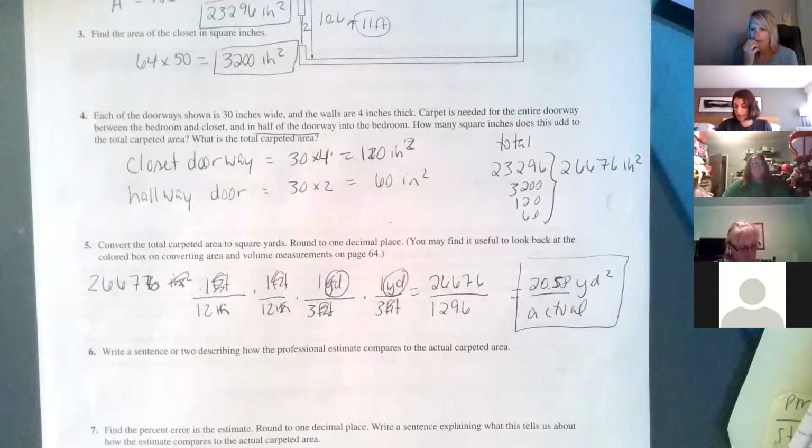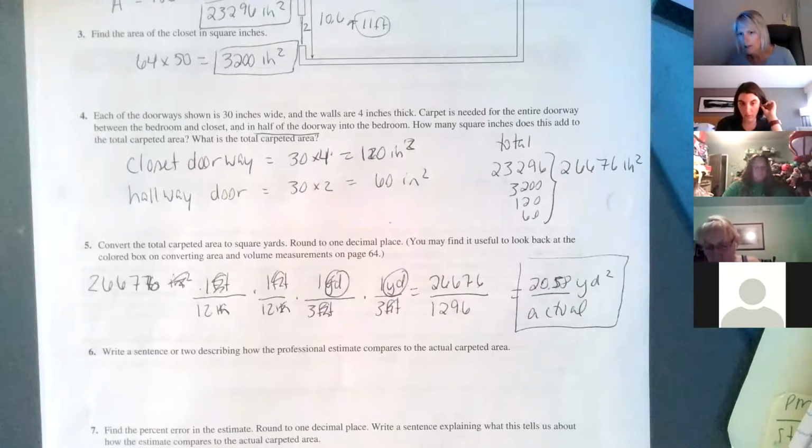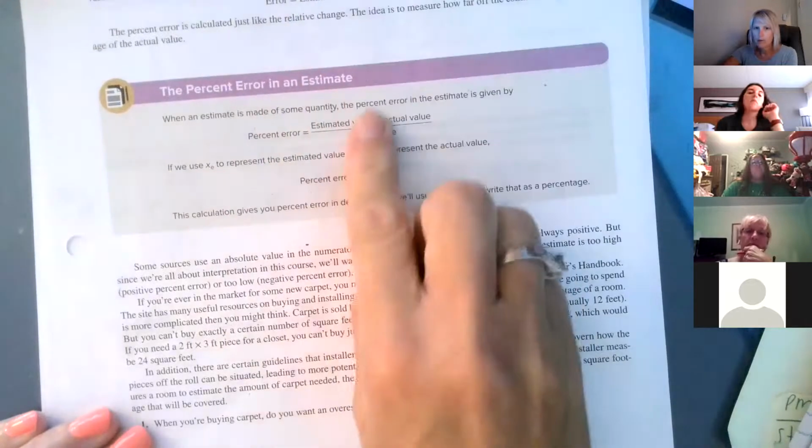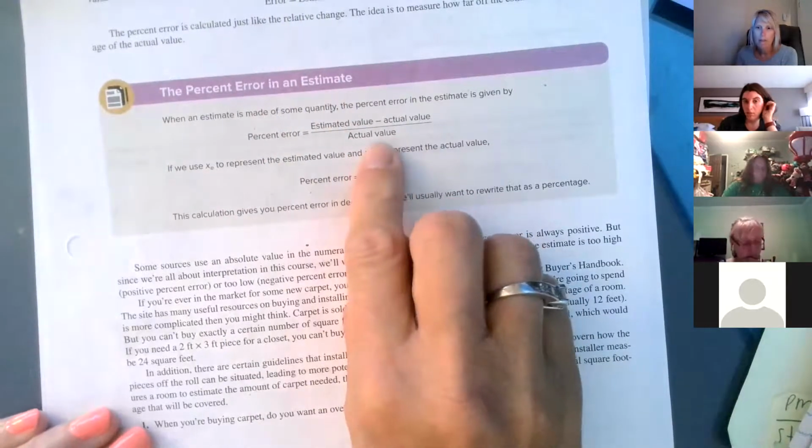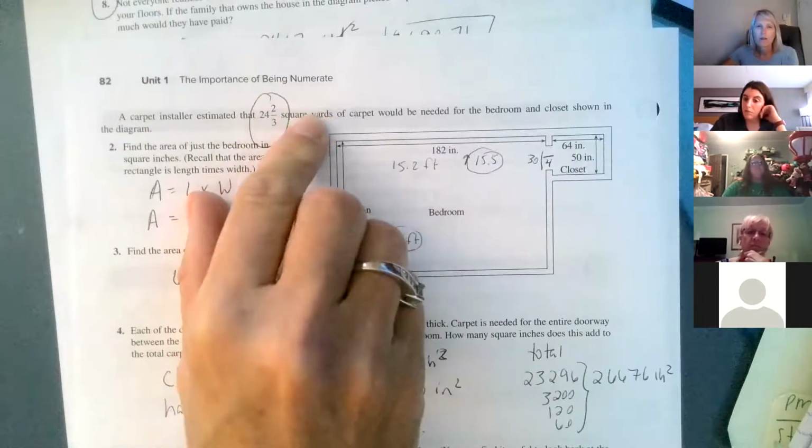Assuming I did it right, I got the 19.8% error. Anybody confirm that? Darla, I don't know if you were trying to respond, but you're on mute. I got the same. So it should be your estimate minus your actual, so you should be trying to follow the formula that's on this page: the estimate minus the actual over the actual. Right? And the estimate is 24 and 2/3. So you could do 24 and 2/3 in Desmos.